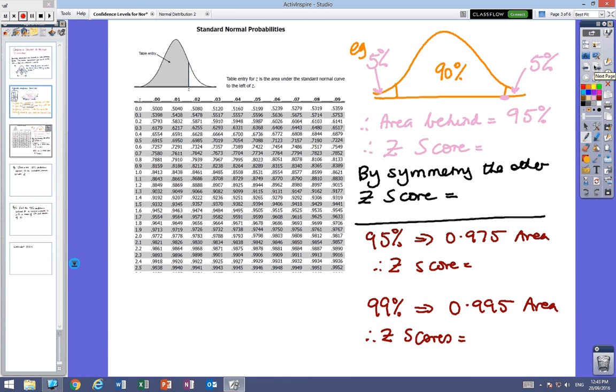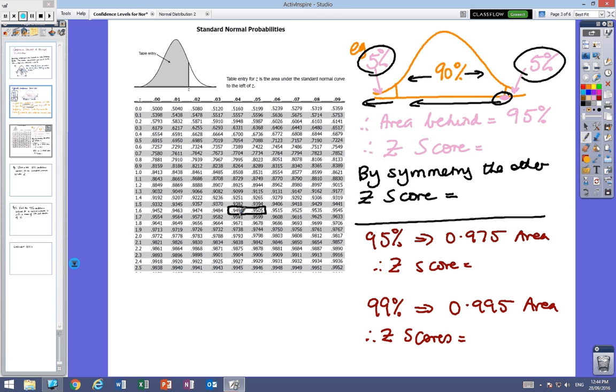So, for instance, here's my first example. If I want to be 90% confident of where the scores are, that means I have 5% on each end. So 5% on each end makes up my 100%. So the area behind would be 95%, or the area behind is 5%. But we'll just do the positive one and use the symmetry of the shape. So what we're looking for is where in the table is approximately 0.95. You just scan through and you end up in this little block here.